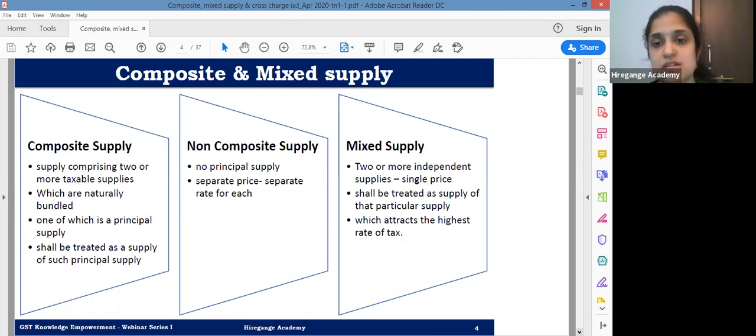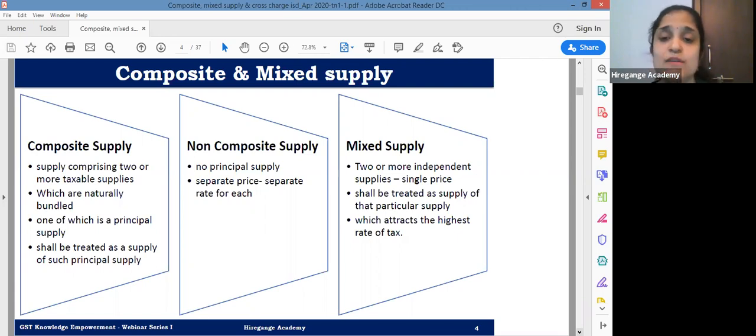Next, we see what is mixed supply. Here also there are two or more independent supplies which are involved, which are being given for a single price. But keep in mind, a mixed supply is one which is not a composite supply. I already explained to you the essence of what is a composite supply. So this mixed supply is made of two or more independent supplies, which are not normally or naturally bundled and supplied together. However, it is being offered for a single price. It would be treated as the supply of that particular item or component, be it a good or a service, which attracts the highest rate of tax.